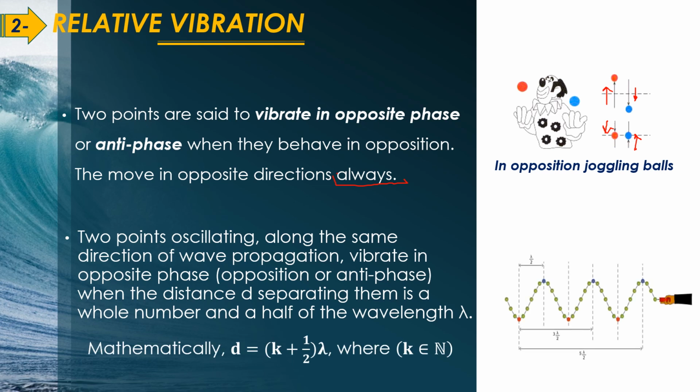Mathematically speaking, it is important to memorize this. Two points vibrate in opposition when the distance between them is a whole number and a half of lambdas. If you look at the figure here, the red dots are in opposition with the blue. The distance between these two is lambda over 2. Over here, it is 3 lambda over 2.